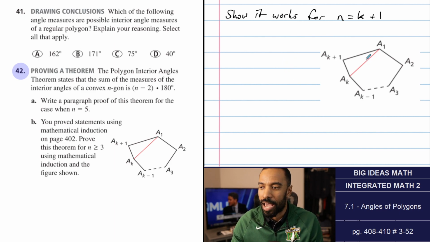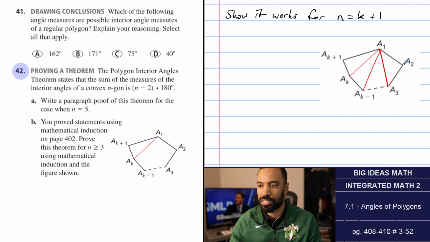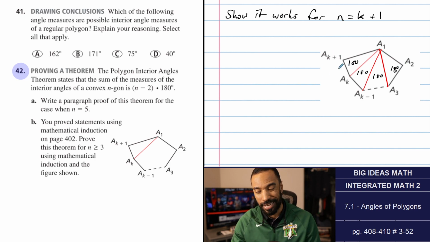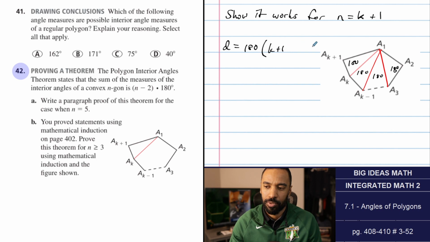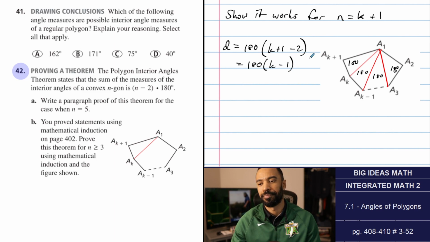So now that we're doing that, you can see the diagonals that are here that go to all those except for the consecutive vertices right there. So with the 180, etc. So now the number of triangles that there are goes to k plus 1 minus 2 triangles. So it is D is 180 times k plus 1 minus 2, or 180 times k minus 1.